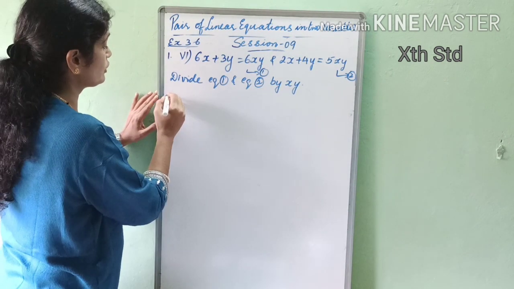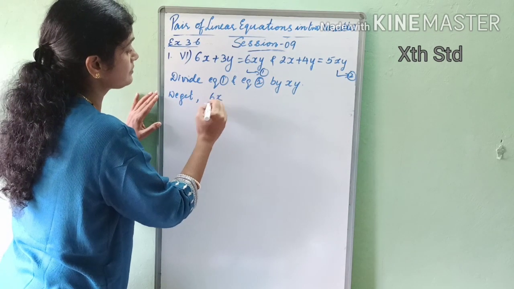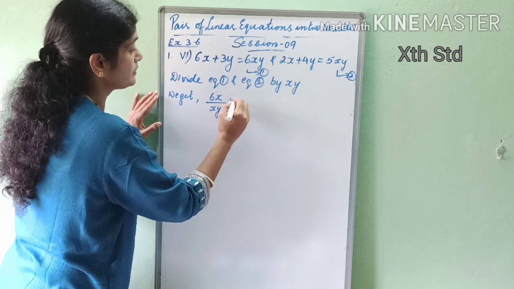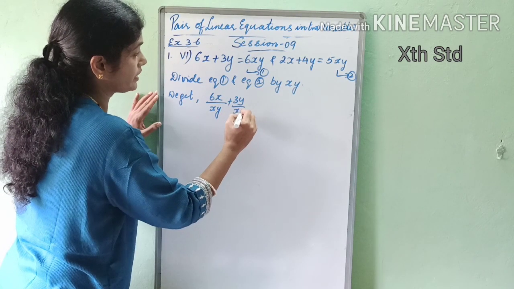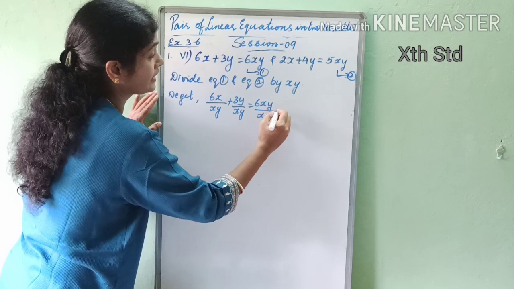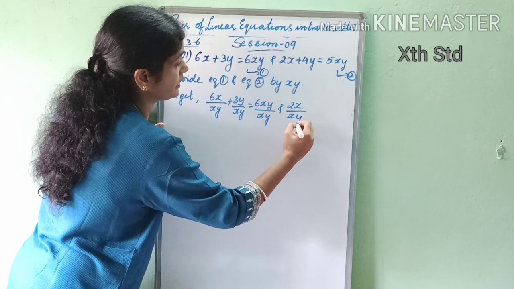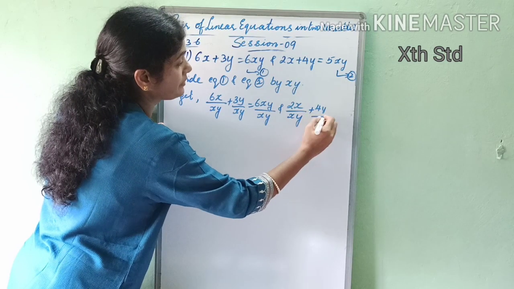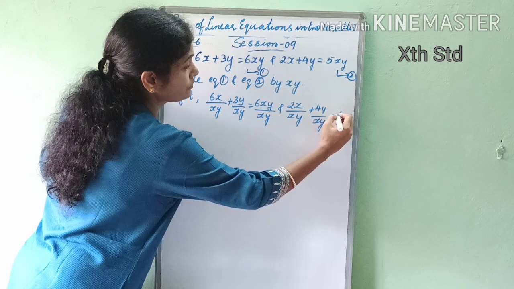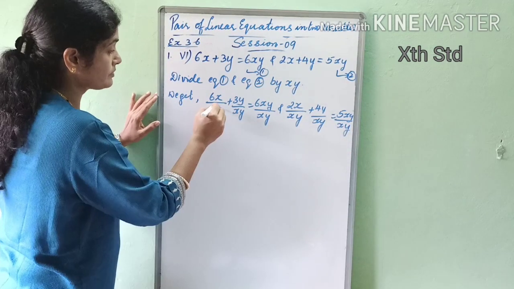Okay, then what we get? We get 6x by xy plus 3y by xy is equal to 6xy by xy, and 2x by xy plus 4y by xy is equal to 5xy by xy. Fine. Now you simplify this.